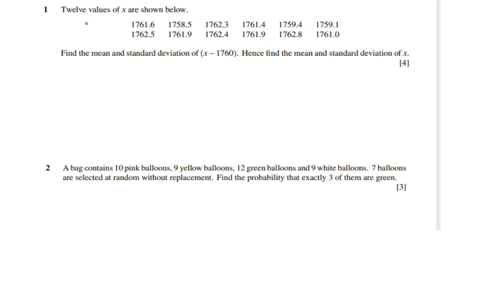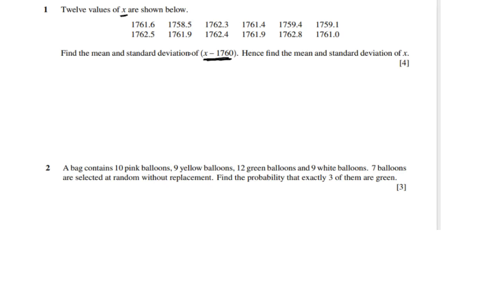So anyway, number 1, it says we've got 12 values of x that are shown here, and they want us to find the mean and the standard deviation. The thing is, they throw in this little thing with its being x minus 1,760. Well, basically what that means is that we're going to take away 1,760 from every one of these x's. So that's not that big of a deal.